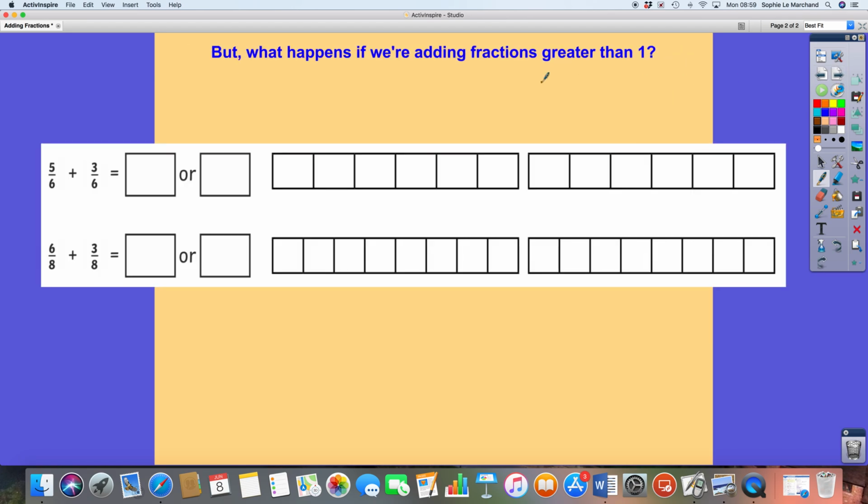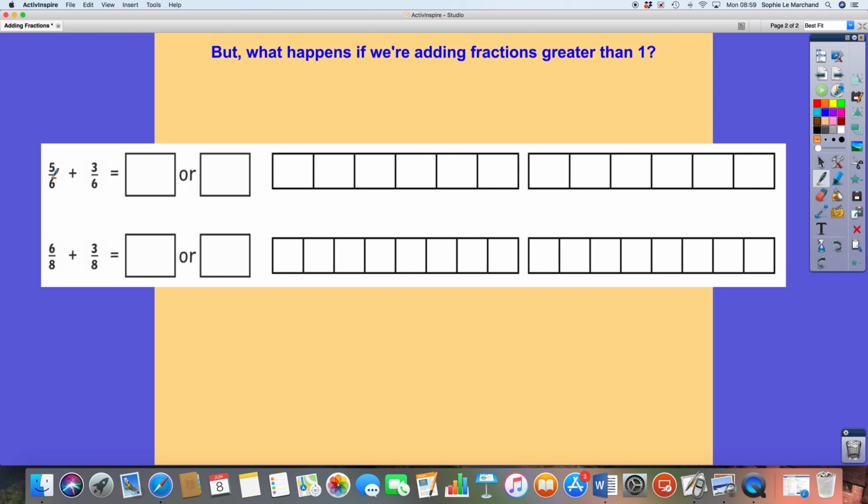Now, what happens if we add fractions together that make a number that is greater than 1? Now, I'm setting this as a spicy challenge in the work you're going to do today, but first of all, I need to show you how you would add 2 fractions together that equal greater than 1. So here's our first example. 5/6 plus 3/6.